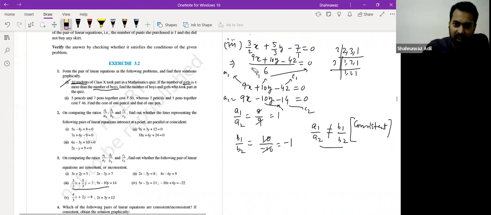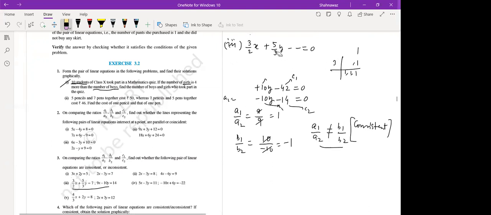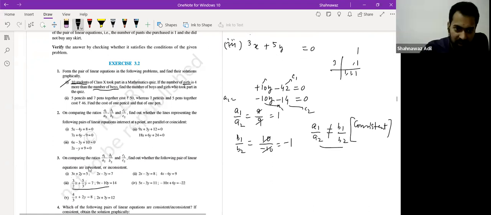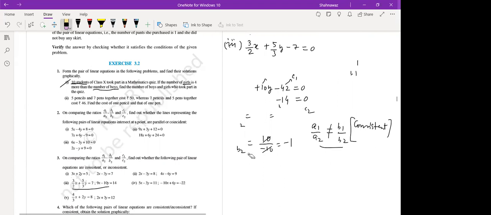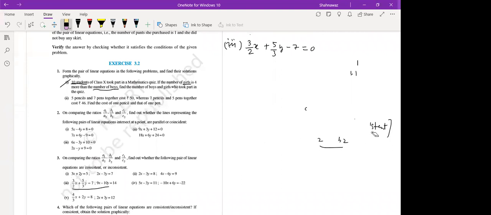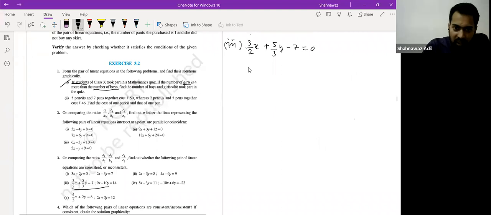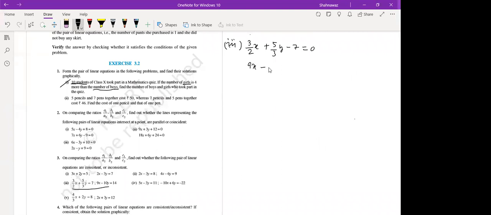Okay, so let's just directly calculate from here without doing the LCM. What was the first equation? It was 3/2x + 5/3y - 7 = 0. And what was the other equation? 9x - 10y - 40 = 0.